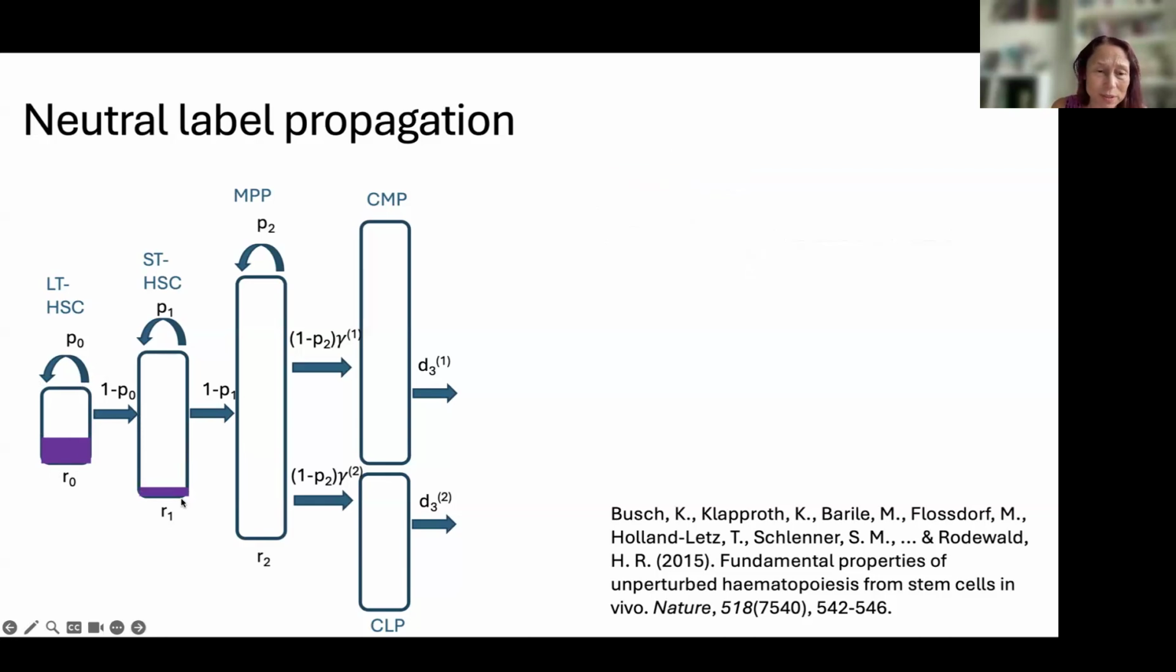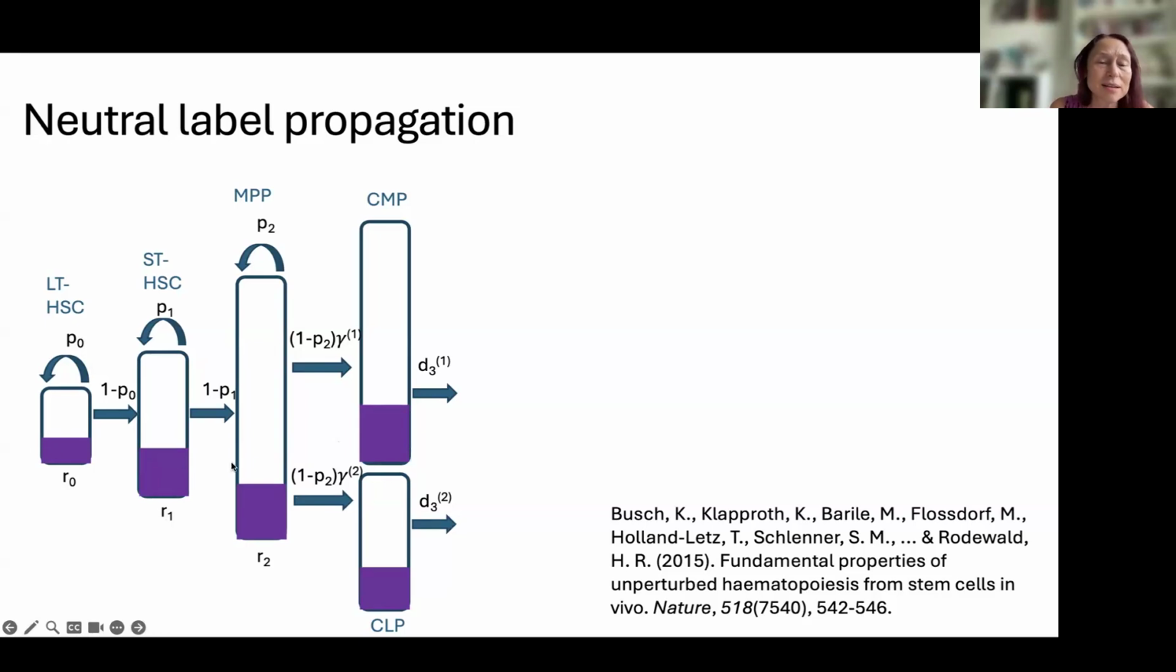So we're going to have the label leaking here, and you can detect it in this compartment, and there'll be more of it here with time, and these will differentiate eventually here. So we'll be able to observe some of these cells here, the progeny of these labeled cells, and so on. And after a while, we are going to reach a steady state. Okay, what is the steady state going to be?